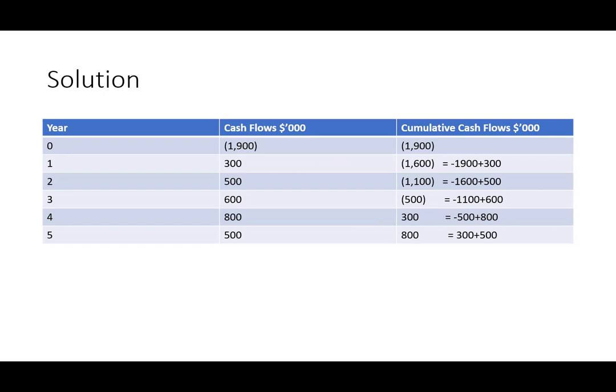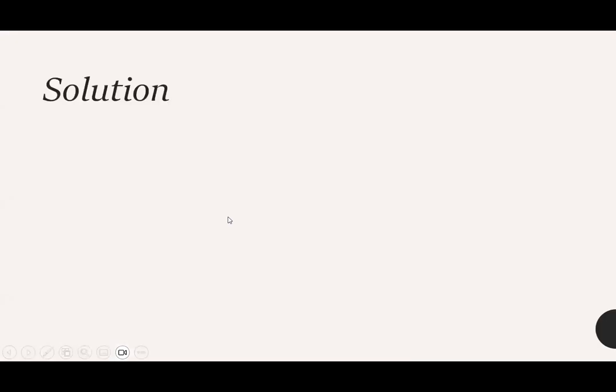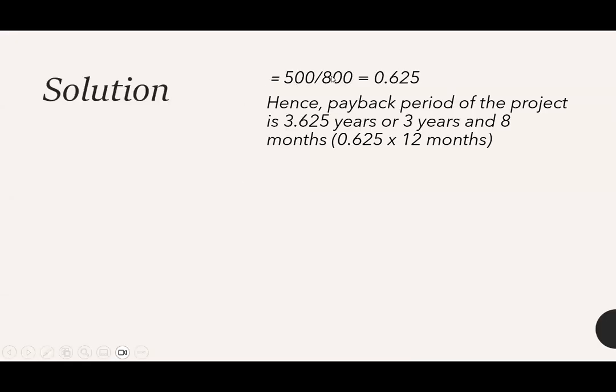So how are you going to figure out what's exact? You see, you had 500, you wanted 500 more, and in the next year you got 800, right? So if you divide 500 by 800, you get 0.625, which means that the payback was 3.625 years. But if you want it in months, you simply multiply that decimal, 0.625, by 12 months, and you will get your answer in months. So that's 3 years and 8 months.